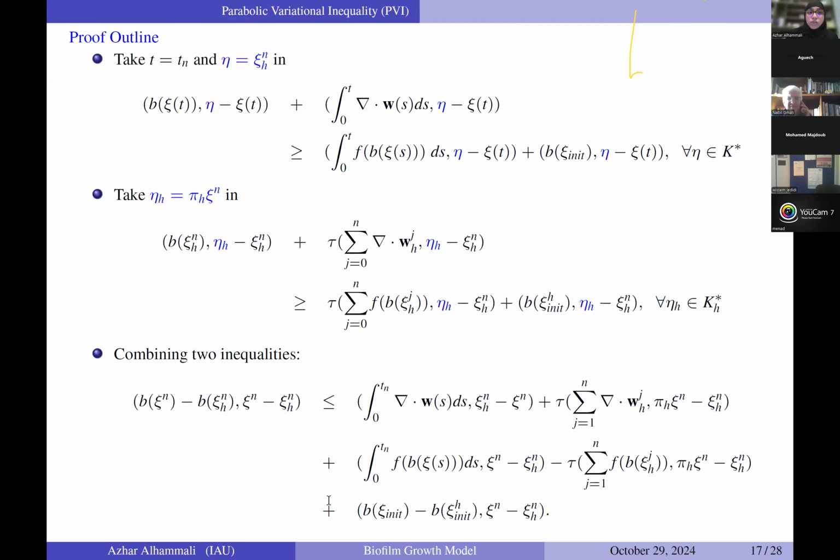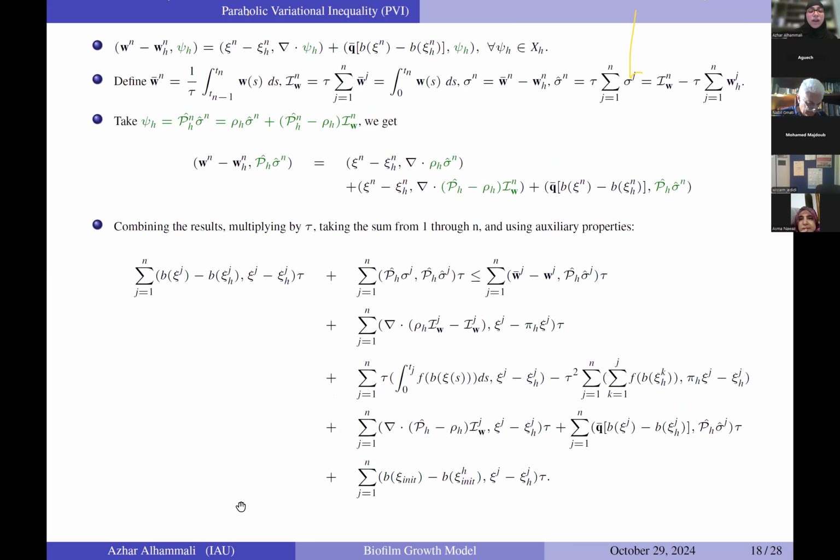And the outline of the proof is as follows. First, we go to the inequalities in both the continuous case and the discrete case. We replace the test function in the continuous case by the numerical solution of xi. For the discrete case, we replace the test function by the orthogonal L2 projection of the solution xi. And then we combine these 2 inequalities. We use the definition of pi h, and we get this inequality.